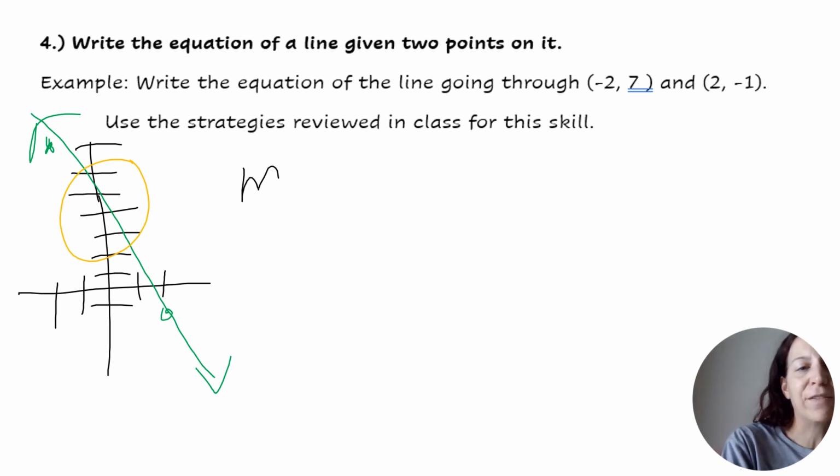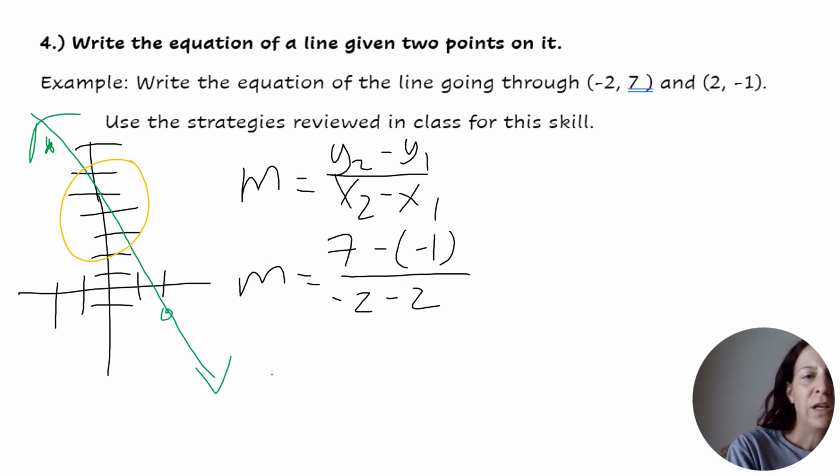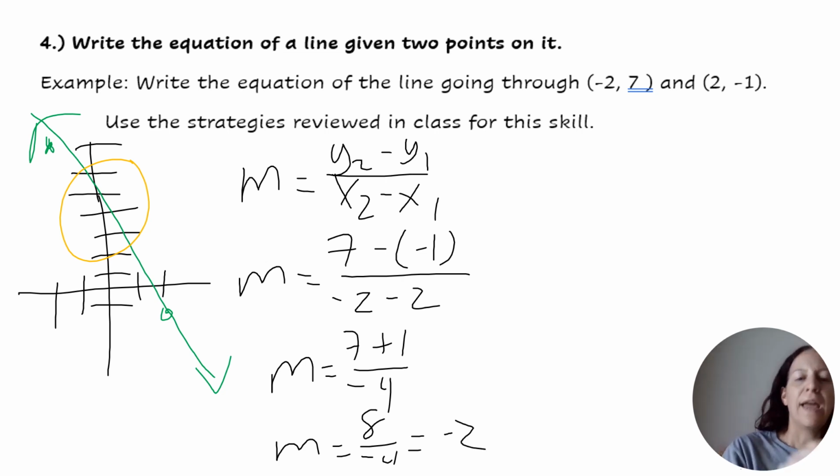That being said, the way that you're going to find that equation is you are going to use the formula for slope and plug in your points. So we're going to have 7 minus -1 over -2 minus 2. So that's going to be 7 plus 1 over -4, which will be 8 divided by -4 or -2. And I'm confident in that because I knew my slope was negative.